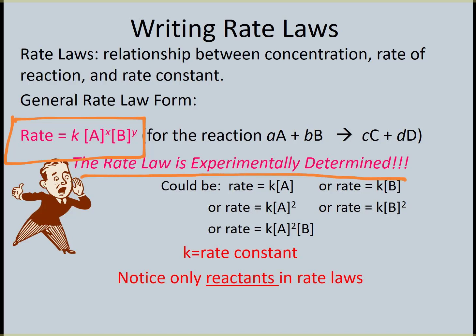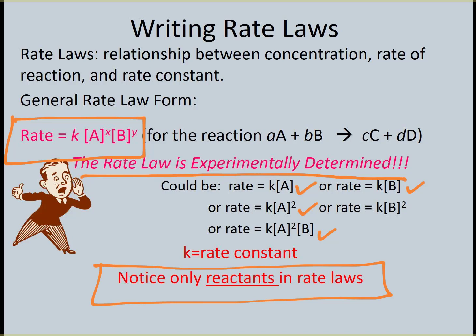You can't just look at the balanced equation and write what the rate law is. I could write it as rate equals that rate law constant times the concentration of A, or maybe it's A squared, or maybe it's A squared times B, or maybe it's just the B. So you have to be given data that supports and matches the rate law. Notice that only reactants are in rate laws and that K is the constant.